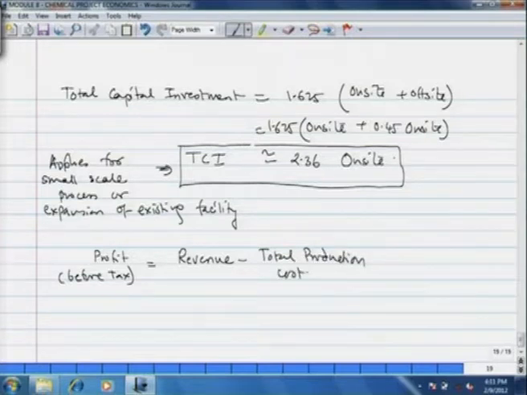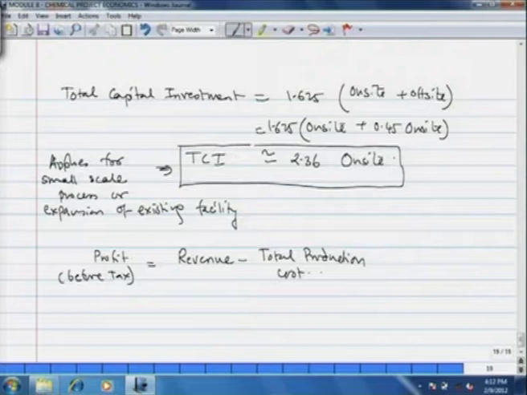This is on the assumption that you own the capital that you have invested. If you have borrowed the capital from a bank or some other funding agency, then the interest that you have to pay or the term installment on that loan is also deducted from this. Profit is revenue minus total production cost.